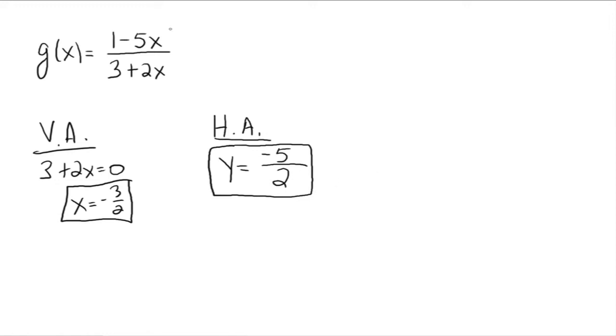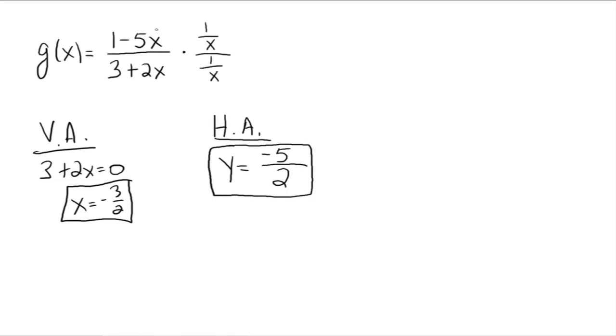And you can determine that just by looking at the degrees of the polynomial, and if they're equal, then you just take the leading coefficient divided by the leading coefficient. But you could also rewrite it. And what's the highest exponent out of both the top and the bottom? Okay, just x to the first. So I'm going to multiply the top and the bottom by 1 over x.